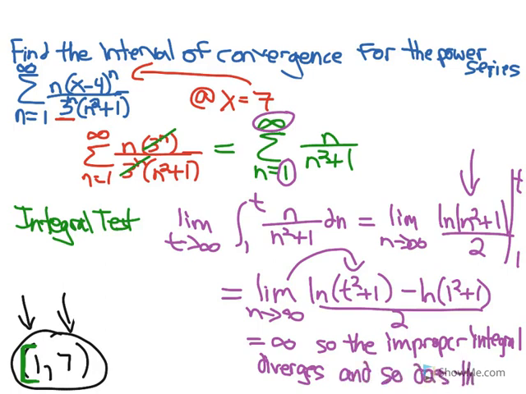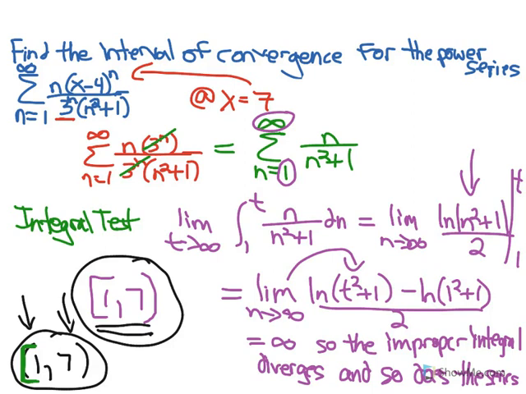So you could say by the integral test we proved that the series diverges, so we know that it is divergent when x equals 7. So our final answer is what we got written here. 1, 7. 7 has a round bracket around it because it is divergent there, but it is convergent at 1. So this is your final interval of convergence.